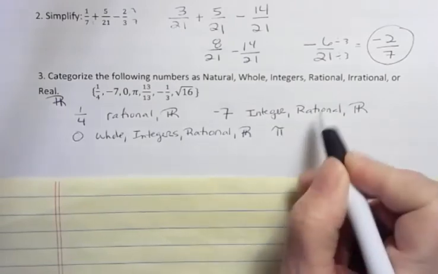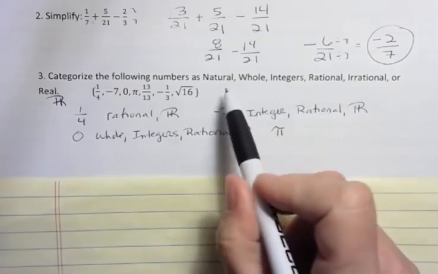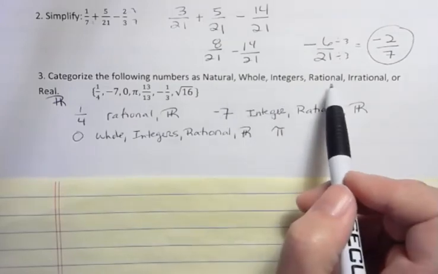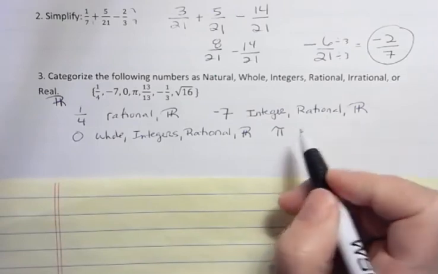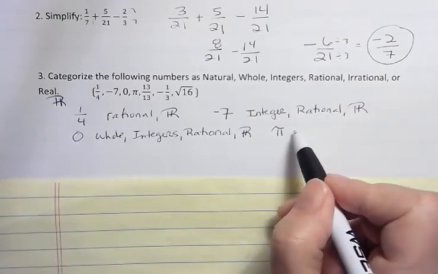What about pi? Well, pi is not natural, whole, or an integer. It's not rational because rational numbers end if you write them as a decimal, or repeat.